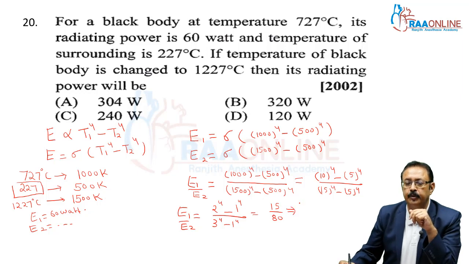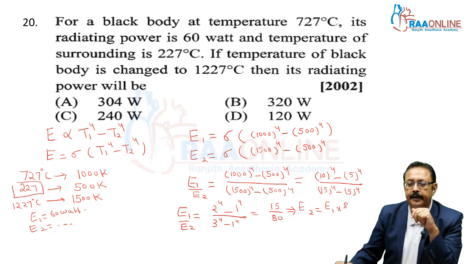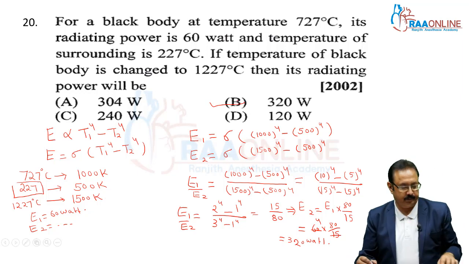So what is E2 now? E2 means E1 into 80 divided by 15. E1 was given 60, so 60 into 80 by 15. So what we are going to get? 15 fours are 60, so we are getting 320 watt. So we will go with B option, 320 watt.